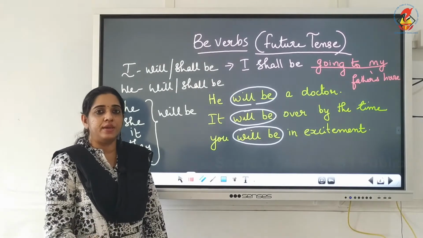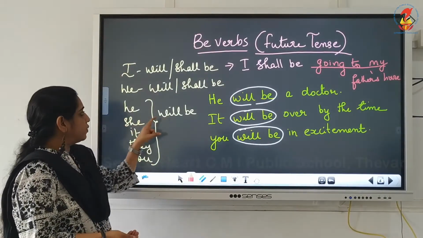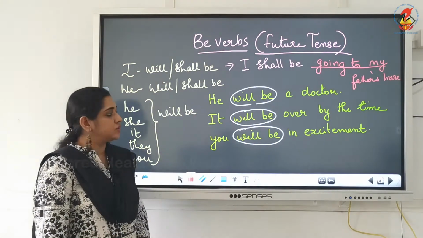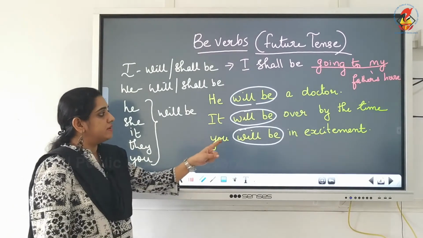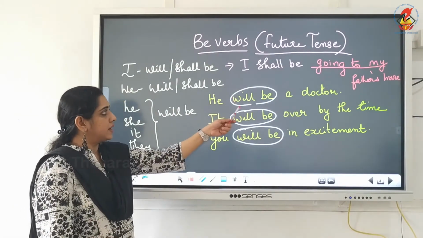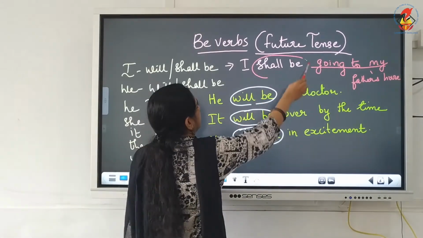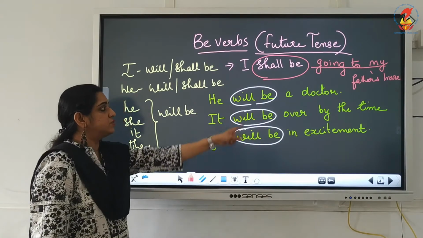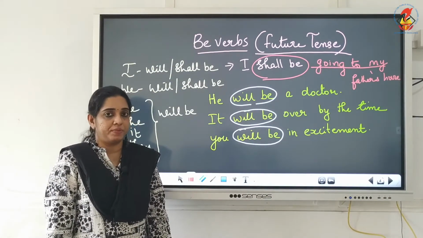I shall be. I will be. Okay. Then he will be. He will be a doctor. It will be over by the time. You will be in excitement. So just see that verbs circled will be here also. Circle shall be. All these verbs are in what tense? Future tense. I hope it's clear.